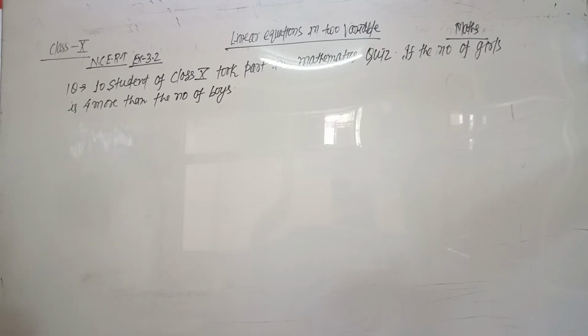It is given that the number of girls is 4 more than number of boys. Then find the number of boys and girls who took part in quiz.